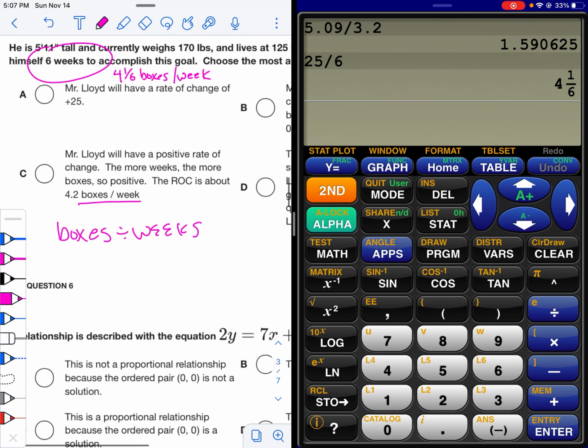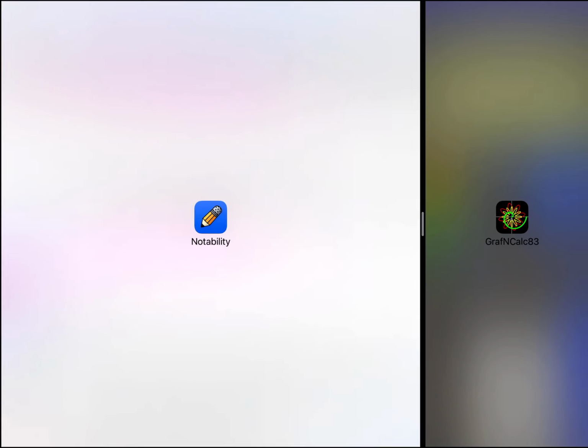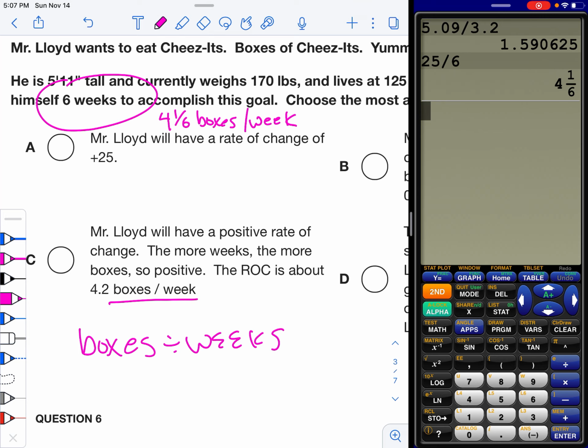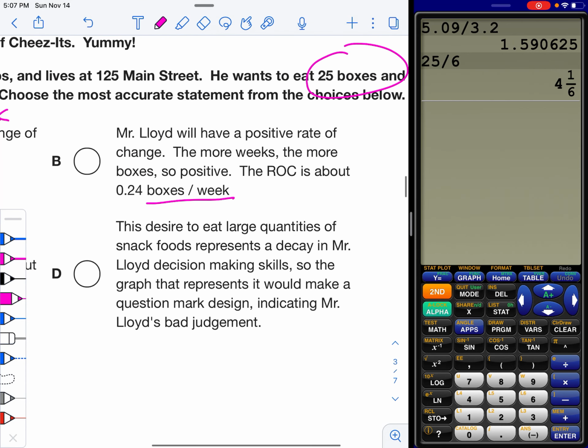Choose the most accurate statement. Mr. Lloyd will have to have a rate of change of 25? No, that's not right. Mr. Lloyd will have a positive rate of change? Sure, the more weeks, the more boxes. Yes, the rate of change is about 4.2 boxes a week, and 4 and 1/6 is the same as about 4.2, so correct. And this one, notice how it's way too small, so that's incorrect. And this is just silly, so don't pick that one.